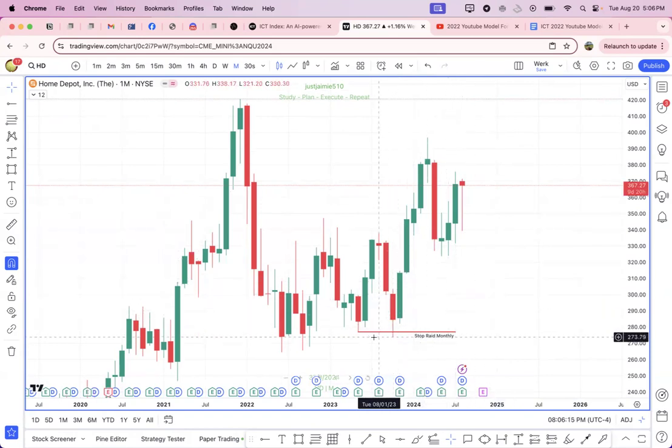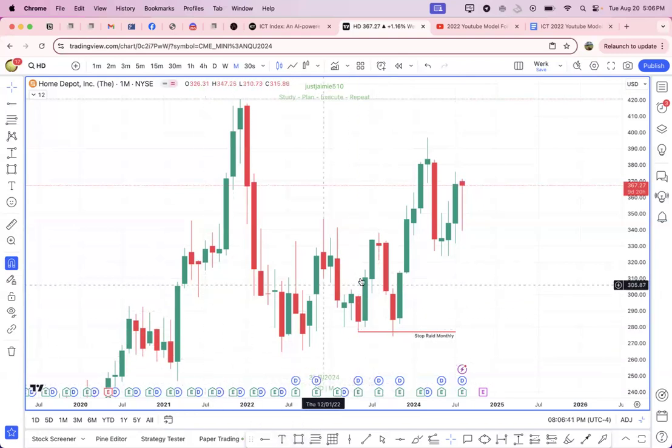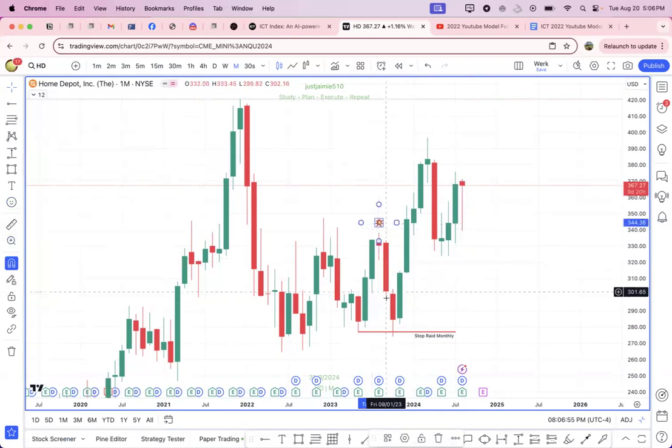But here it is. So the first thing we look for is a stop raid. So basically a stop raid is, there were people who were in long positions here and they had their stop losses here. So when price came down here and ran these lows right here, these people were stopped out of their long positions. So this is what's called a stop raid on a monthly chart. Then we want to look for a market structure shift, because obviously price was going down, down, down. We want confirmation that price is going to go up, up, up. So we're looking for a market structure shift. So right here, we would be looking for this high right here to get broken.